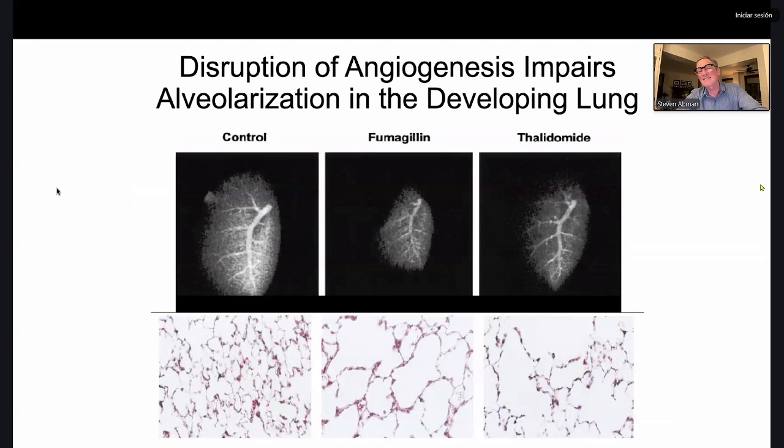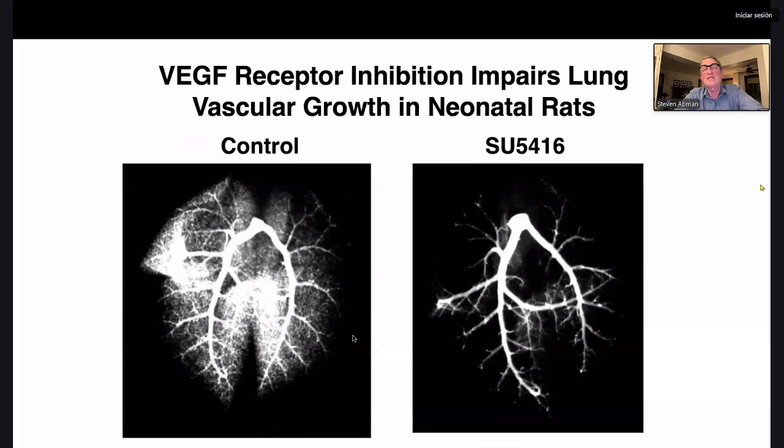So we did a number of studies with rats and other kinds of species that if you simply give an inhibitor of angiogenesis to these animals at the time of birth and then leave them alone through infancy, they not only have smaller lungs that you see here from fumagillin and thalidomide, you don't see pruning of the vasculature, but look at how simplified the lung architecture is. So in other words, disruption of angiogenesis impairs alveolarization along with causing the pulmonary hypertension.